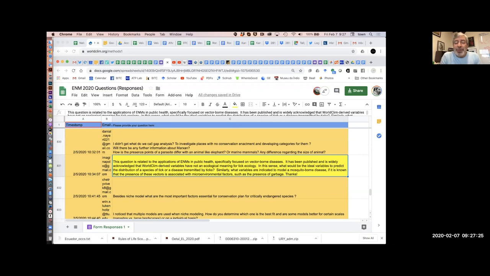I don't know where it has been published or widely acknowledged that WorldClim-derived variables do not have an ecological meaning for ticks. I think that is an error of scale in thinking. I'd probably agree that WorldClim is not the best summary of global climate that is available currently. We'll talk about that later in the course. But I don't think that it is correct to say that WorldClim or climate variables in general on coarse resolutions don't have an ecological meaning for ticks.